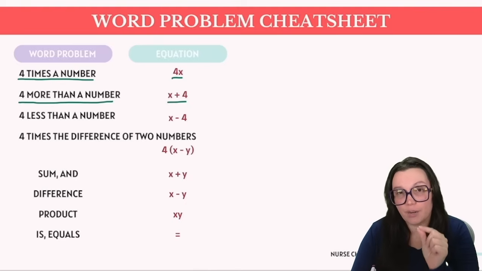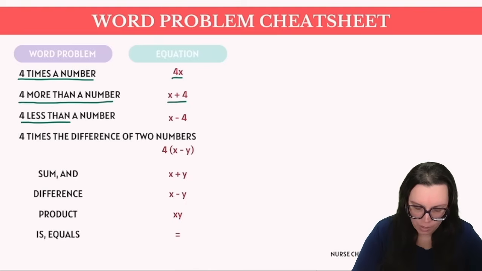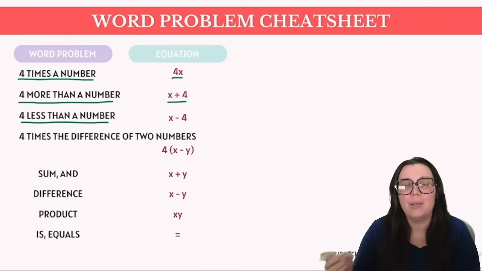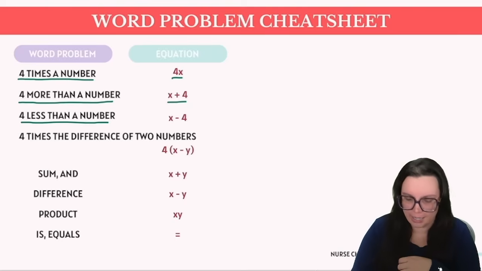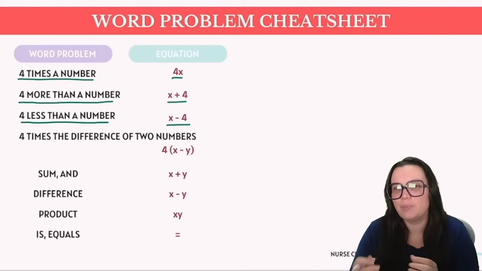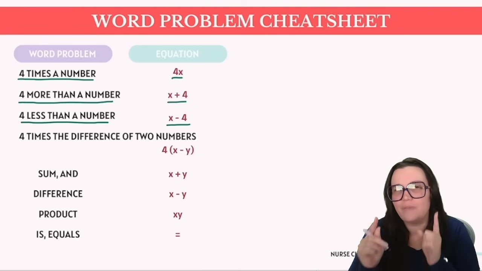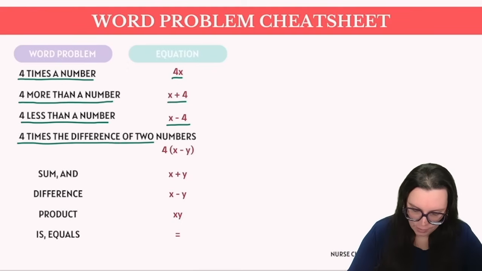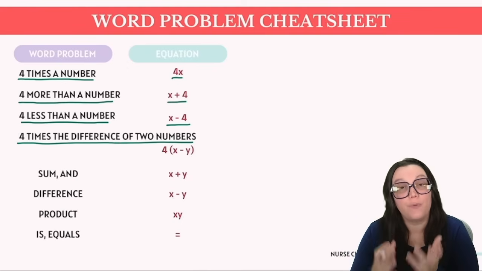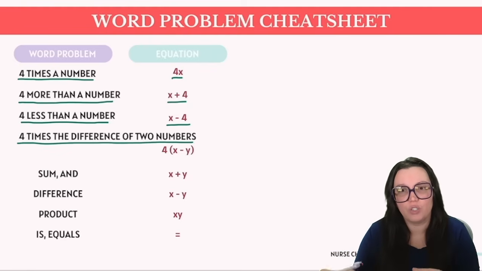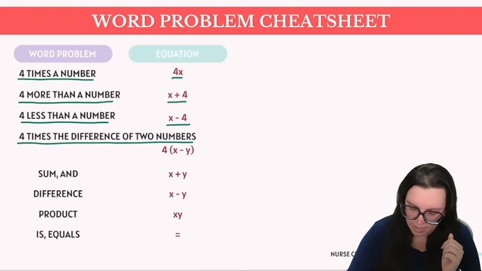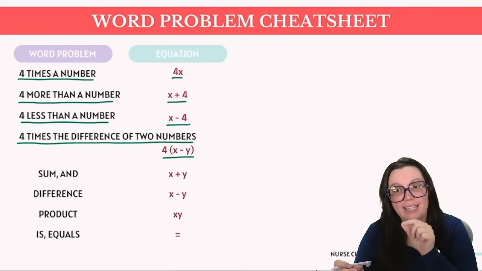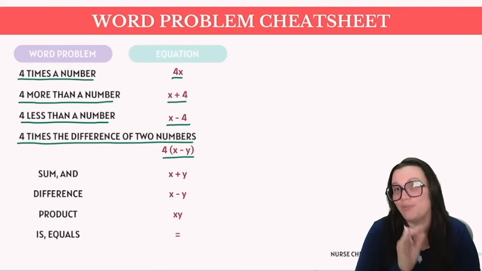Something to make sure you pay careful attention to is when you see things like 4 less than a number. It can be easy to interpret this as 4 minus x, but that's actually incorrect. The correct translation is x minus 4, despite that initial position of 4 in the sentence. So be very careful when you come across word problems like this. For a phrase such as 4 times the difference of 2 numbers, it's understood that 4 is going to be multiplied by the difference between x and y, so it's going to be 4 parentheses x minus y, highlighting the importance of placing that x minus y within parentheses and the 4 on the outside.